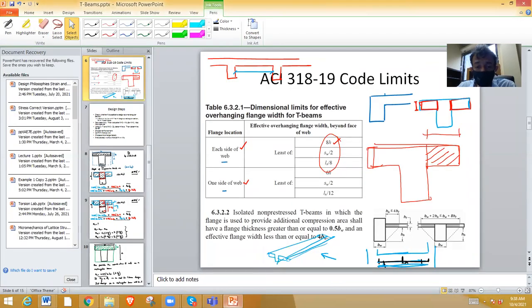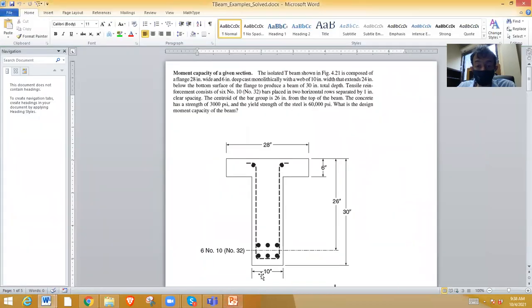Effective flange width shall be less than or equal to 4 times the web width. The web width is 10 inches, so 4 times the web width is 40. So the effective flange width is less than that. So how do we analyze this beam? Now, for the isolated T-beam, our effective flange width is already 28 inches. We don't need to check.